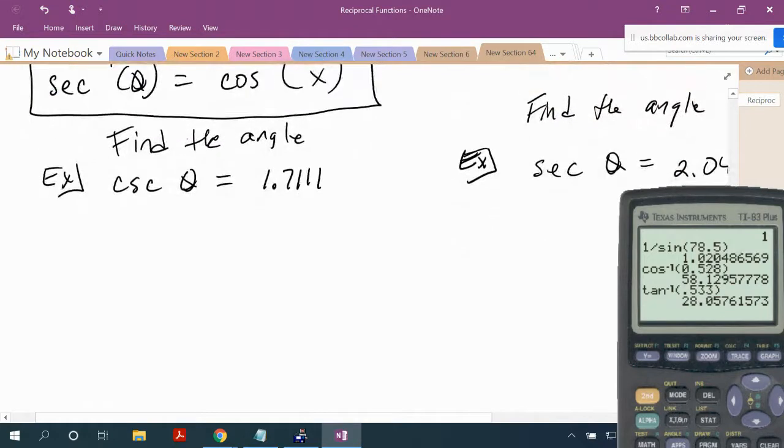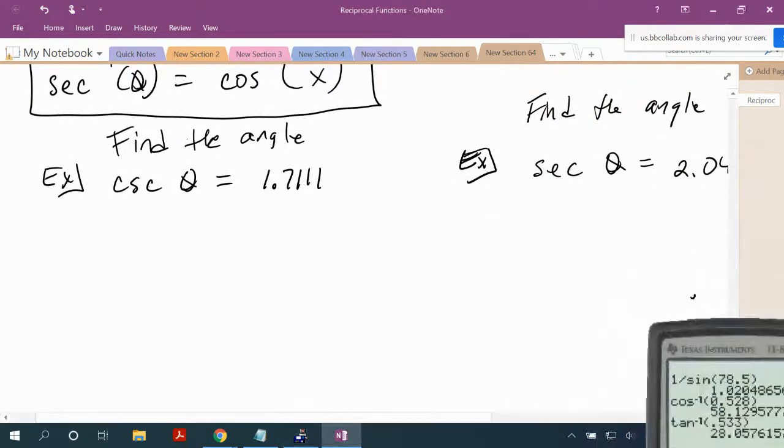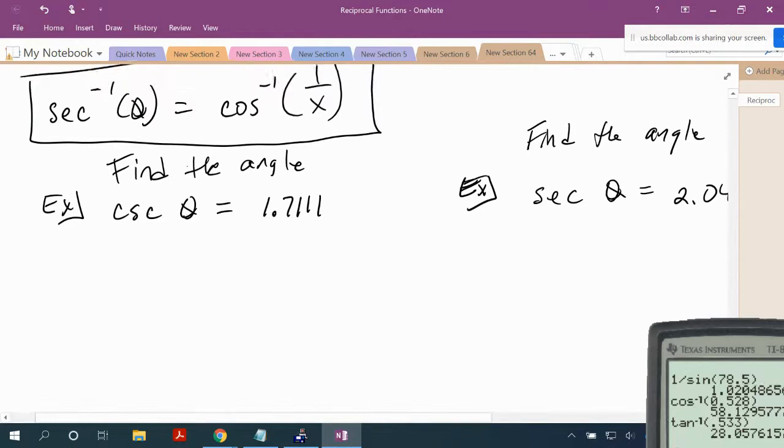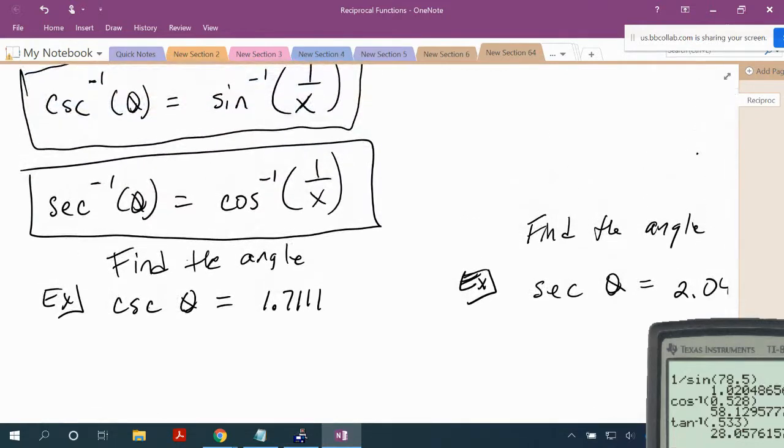All right, so let's take a look at a couple of examples. Here we are asked to find the two angle measures. The first says we want to find the angle that has the cosecant value of 1.7111. All right, so we would take the arc cosecant of both sides. Once we take the arc cosecant of the cosecant of theta, we have theta. The right-hand side now becomes the arc sine of 1 divided by x. Well, x is 1.7111.